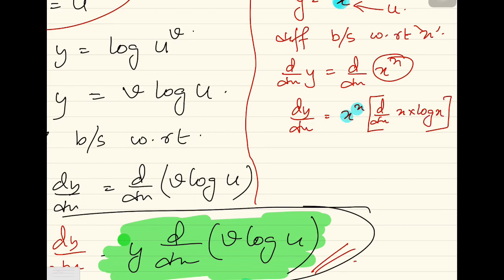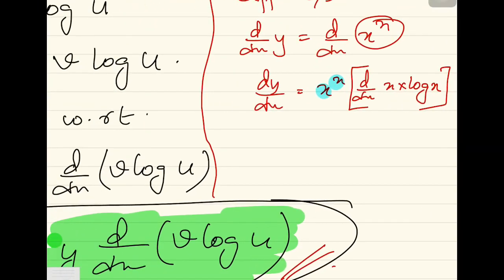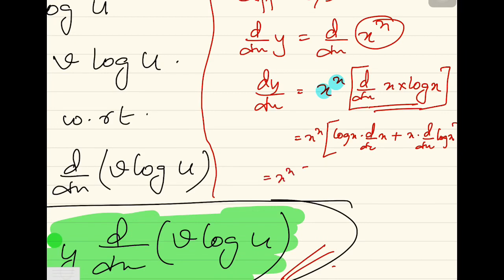So that's how it is done. What will be the answer? Let's do it directly. The answer will be x to the power of x, and you know d dx of x log x is how much? Product rule: log x into d dx of x, second into d dx of first, plus first into d dx of second. And what do I get here? I get x to the power of x times log x into 1, no need to write, plus x into 1 by x, cancel, and the answer is x to the power x times log x plus 1.